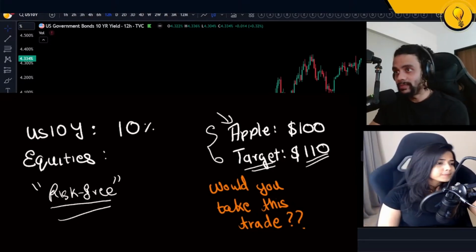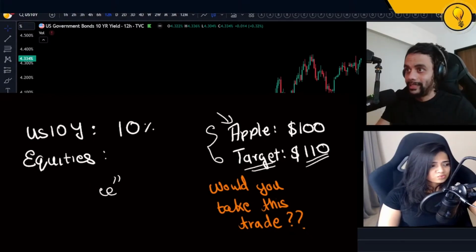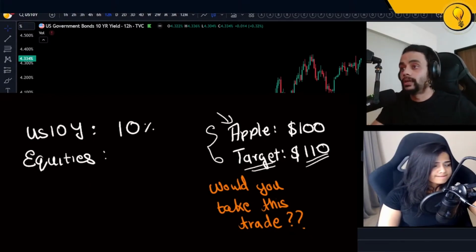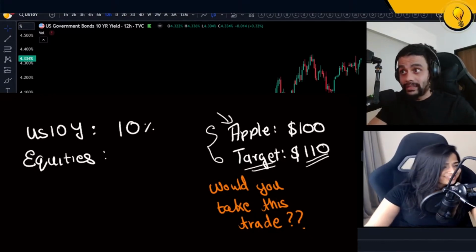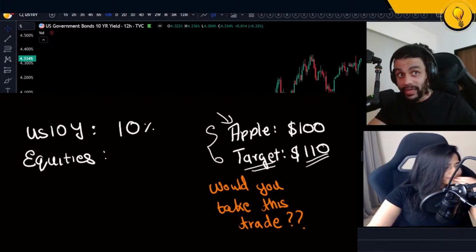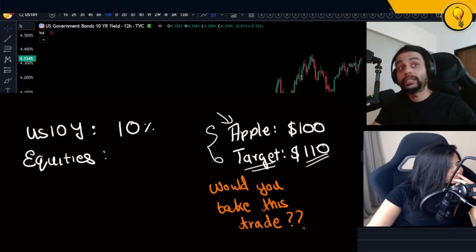And by the way, guys, when they say risk-free rate, they're talking about default risk, right? They're not gonna hard default because they can just print the money. That doesn't mean that they won't soft default, but that's a different topic for another day. So the US 10-year giving you 10% is essentially telling you that my risk-free rate is 10%. So everything is going to be judged based on that.